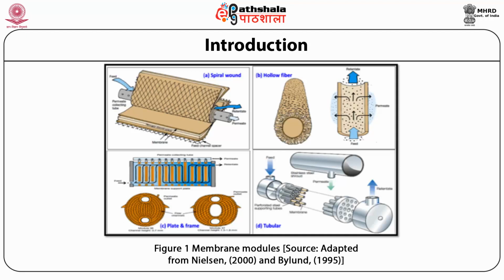In figure B, this is the hollow fiber, so it's simpler. We have a number of tubes, or hollow fibers, of this membrane. From one side we send the feed, and on the other side, separation takes place on the basis of the pore size of this membrane, and the permeate will come out.